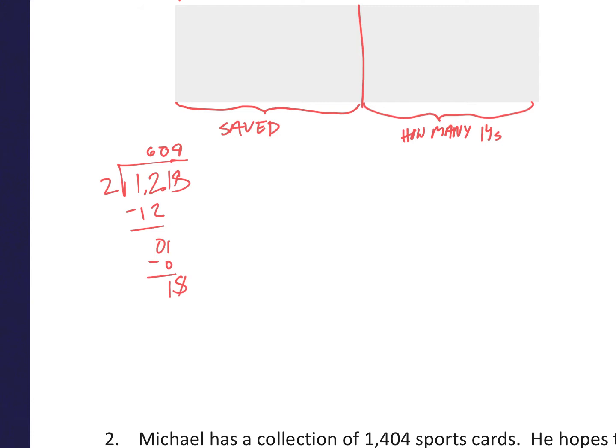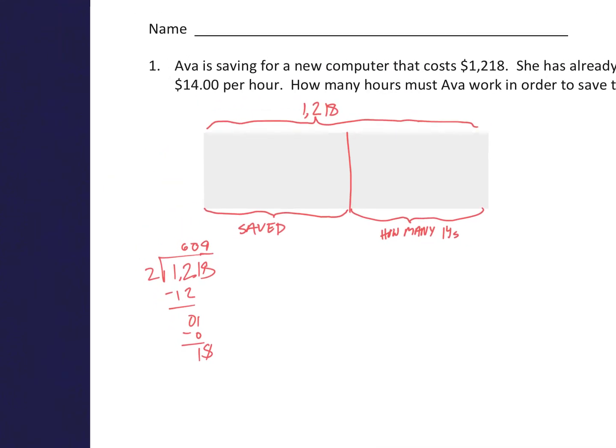So I got the answer $609 as half. Now I divided by 2 because half means divided by 2, or two equal parts that add up to a whole. Okay, so I know that she has saved up half of 1,218, and that half is equal to 609. So how much she has saved right now is 609. That means that this other half over here is also 609, but this is what I need to figure out.